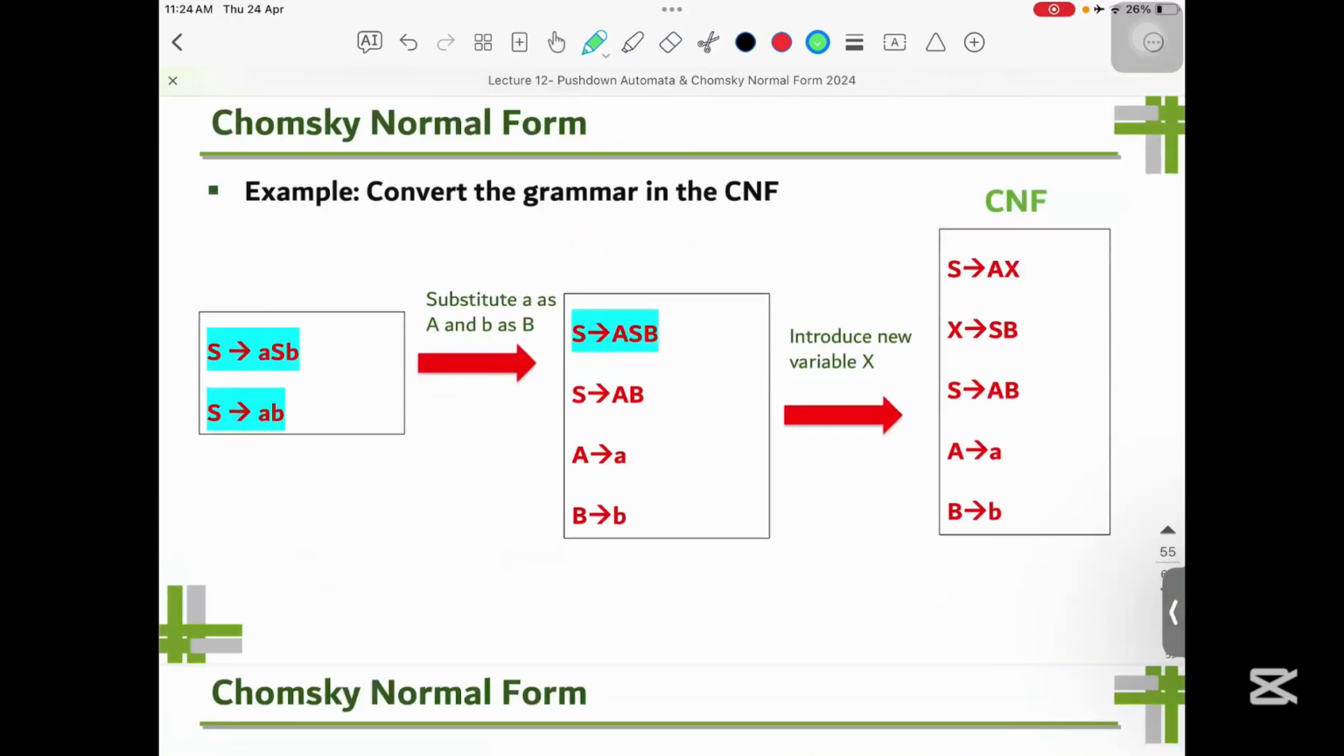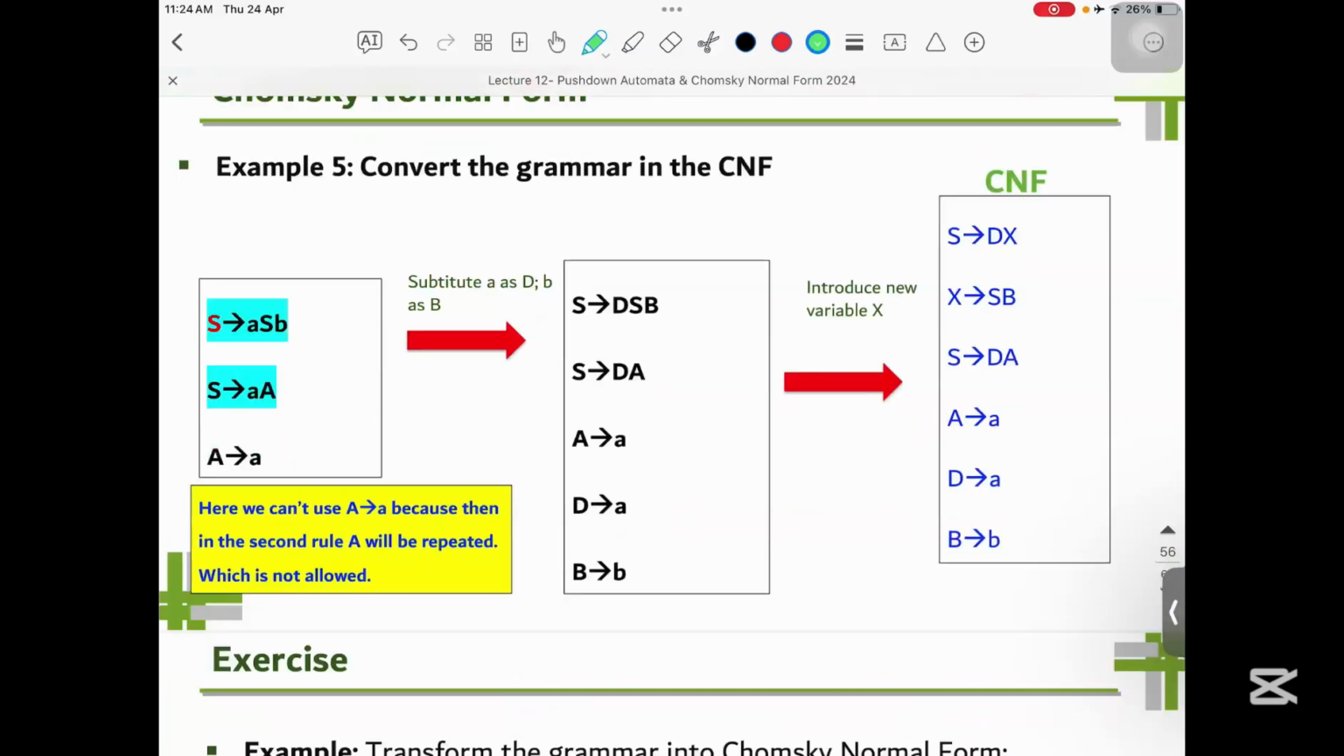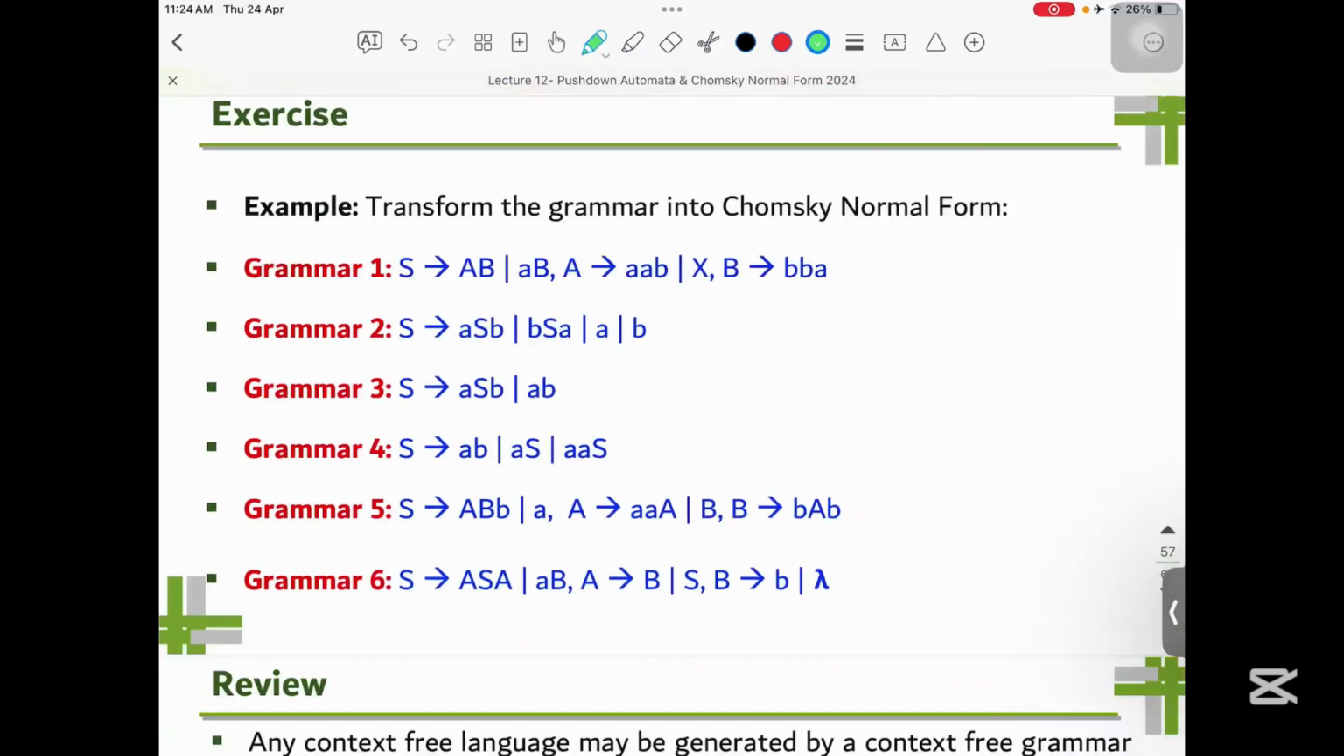You can see this example as well by yourself. These are some of the examples. Transform the grammar into the Chomsky normal form. These are some of the exercises. You can solve them by converting these things into the Chomsky normal form.